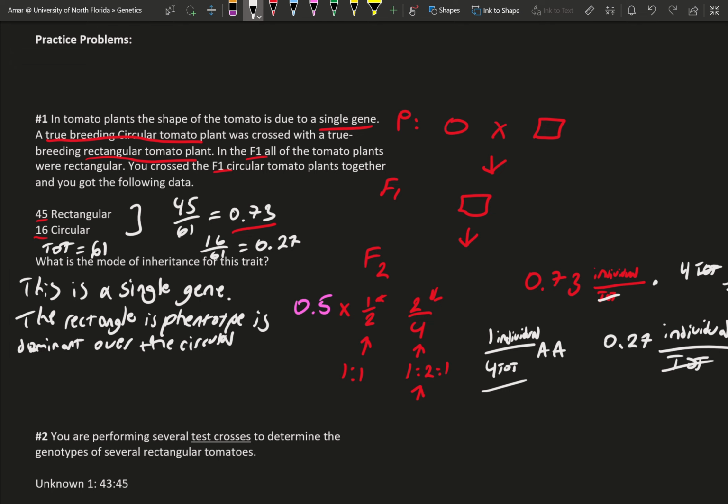And always look for the ratio for these problems. That will give you a better foundation than if you were to just not look for a ratio.